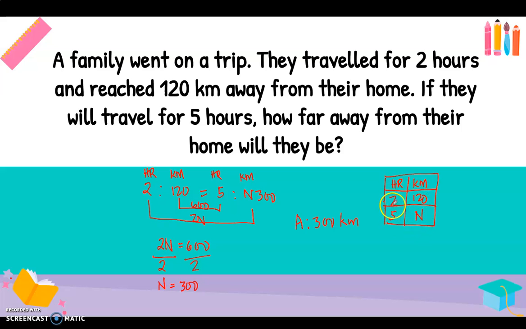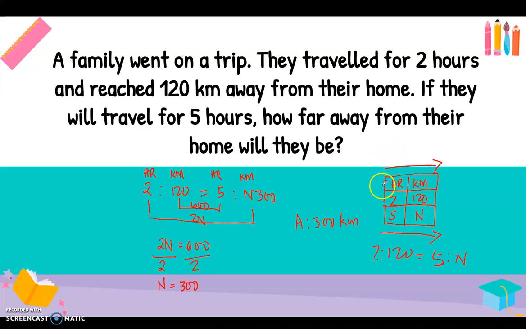So you can multiply it like this. You can write it in this form: 2 is to 120 is equal to 5 is to n. So it's the same direction. We have 2 is to 120 is equal to 5 is to n.